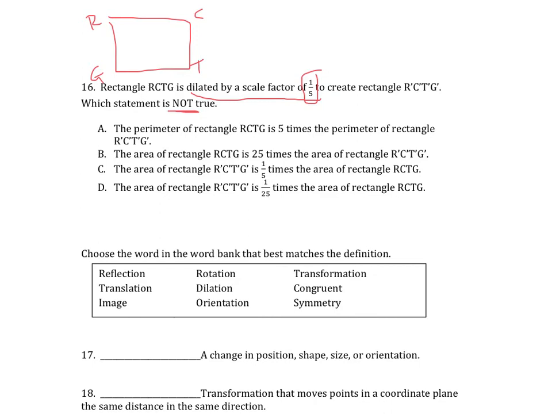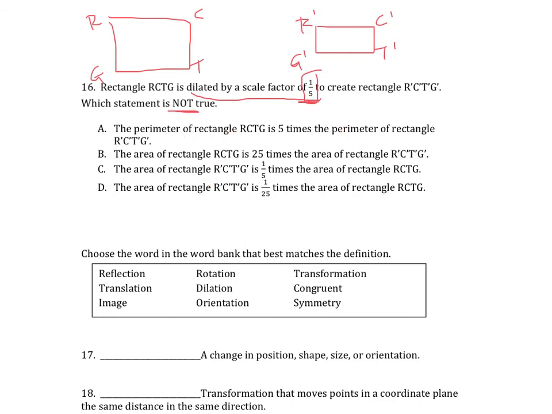Basically I know it has to get smaller, because if the scale factor is less than 1, then it's going to get smaller. So my new rectangle would look like this. Okay, it might actually be smaller than that, but you get the picture. So the statements, I'm going to go ahead and read them. They're talking about the perimeter, how they're related, and the area, how they're related.